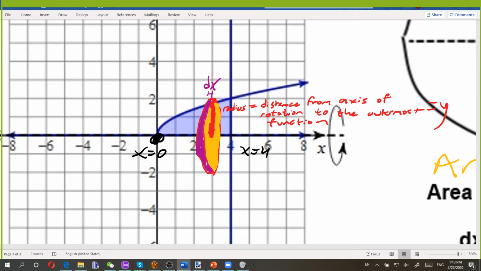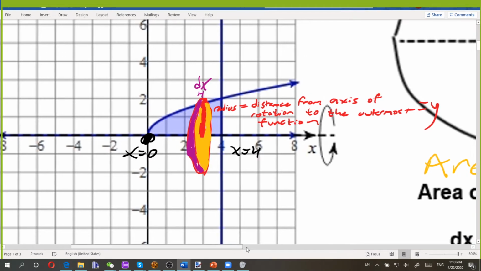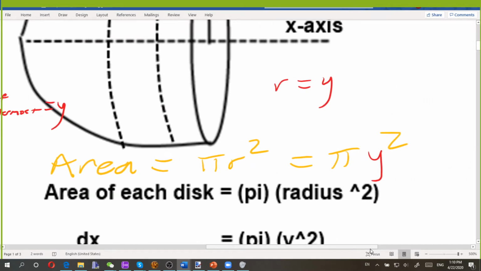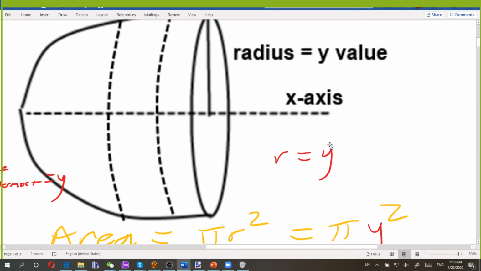Okay, then to give this disk depth, we can give it an infinitely small depth here, shown in purple as dx. So that means the area of this disk would be the yellow part, which would be pi r squared. And since our radius is y, this would be pi y squared for the area of each of these disks.